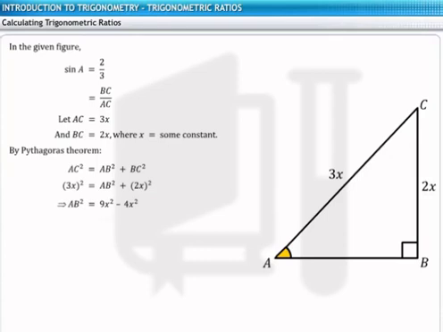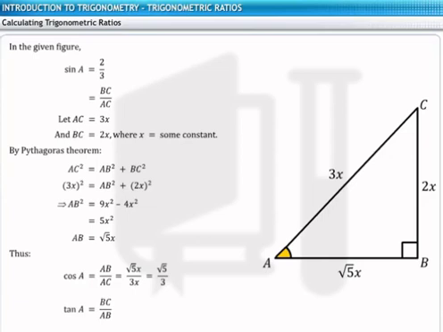Putting in the values and solving, we find AB is equal to root 5x. Now, since we know the values of all three sides of triangle ABC, we can calculate all other trigonometric ratios. For example, cosine of angle A is equal to root 5x upon 3x, or root 5 by 3. Similarly, tangent of angle A is equal to 2x upon root 5x, or 2 by root 5.